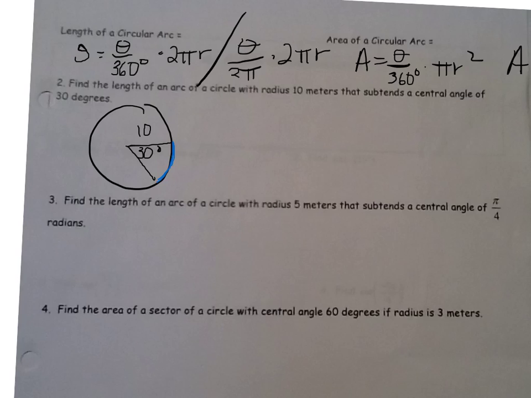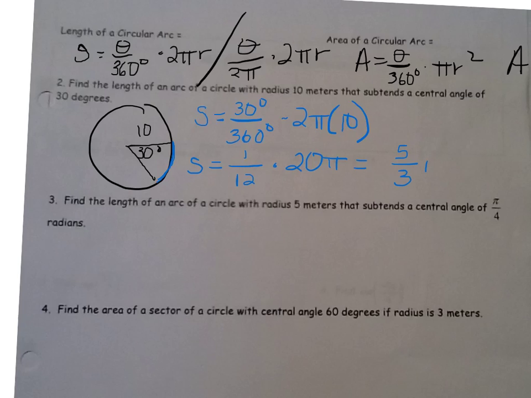Okay, so if I start my formula, and sorry about that messy S up there, arc length would be the angle over 360 degrees times 2 times pi times the radius. You can just leave pi in the answer. So S is going to be 1/12 times 20 pi. We'll reduce that a bit. So we're going to say 5/3 of a pi is the arc length. Okay? Alright, let's try one in radians here.